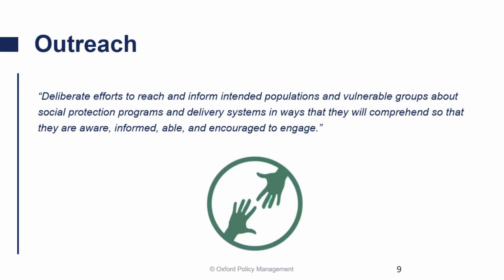So outreach involves interactions to inform people about social protection programs and delivery processes, and to create adaptations to encourage them to engage. If you can see the slide, these are deliberate efforts to reach and inform intended populations and vulnerable groups about social protection programs and delivery system in ways that they comprehend, so that they are aware, informed, able, and encouraged to engage. So this is the objective of the outreach.